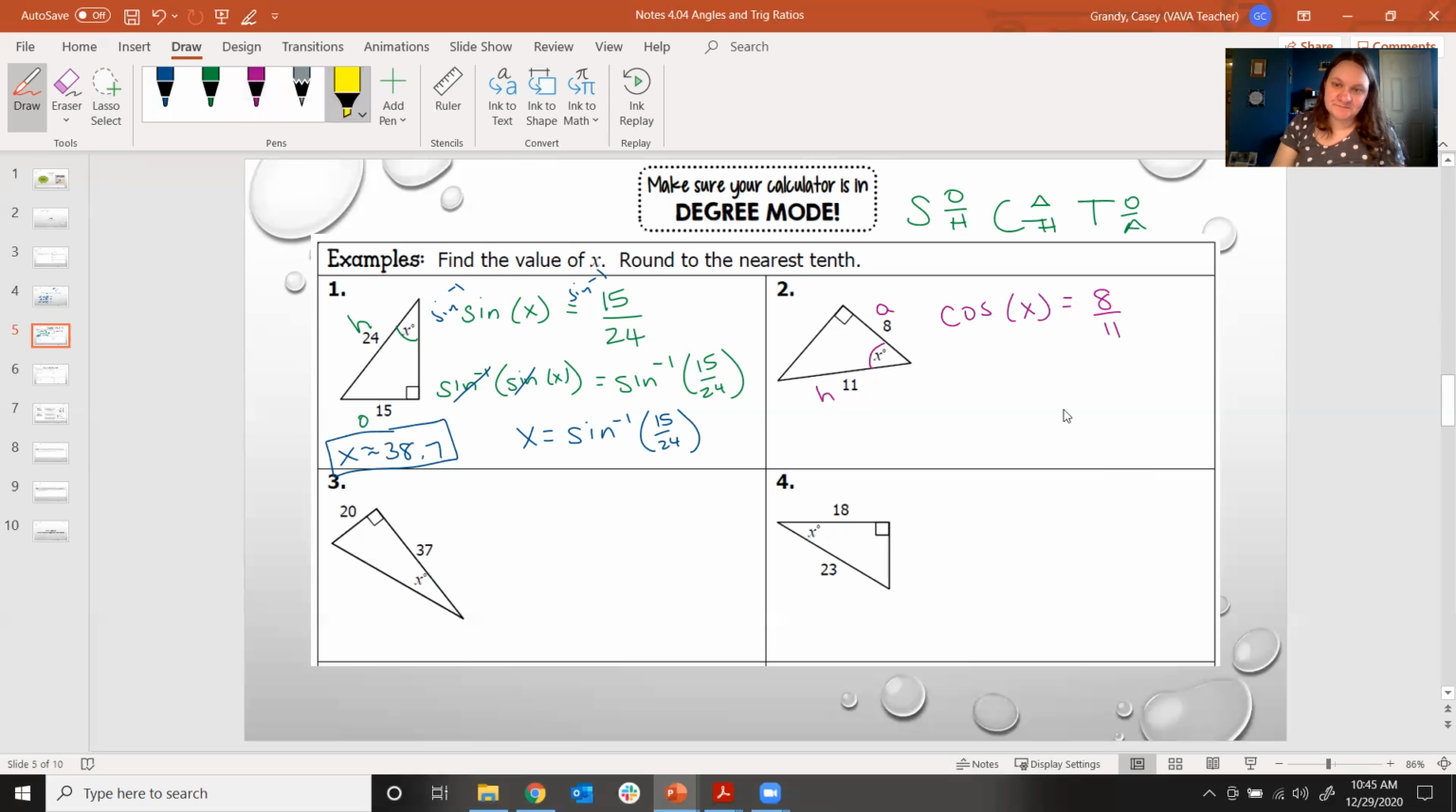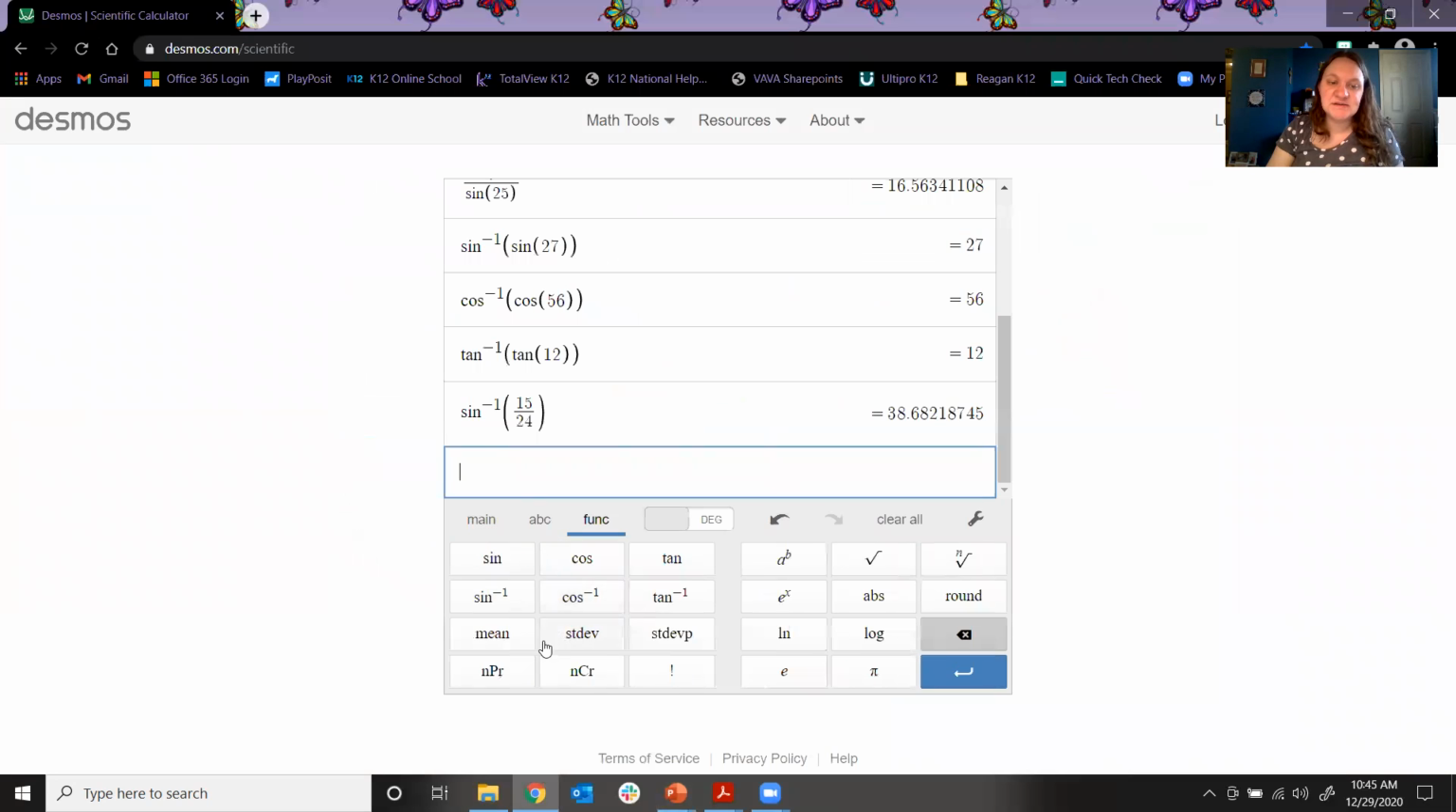What I can do is, okay, here's my angle, here's my ratio. I'm going to flip-flop them. So I'm going to take my ratio and put it in the parentheses, and my angle and put it here. And when I do that, I inverted those, so I make this an inverse. So if I flip-flop my ratio and my angle, then I know that I have to use an inverse. So I can say cosine inverse of 8 over 11.